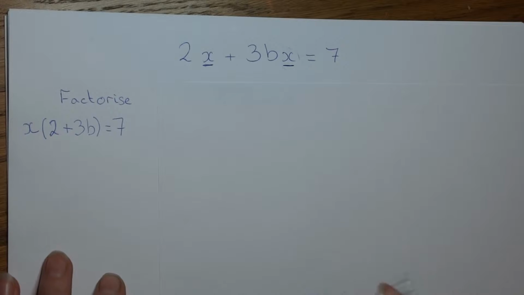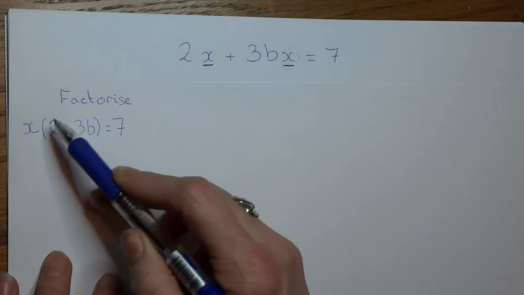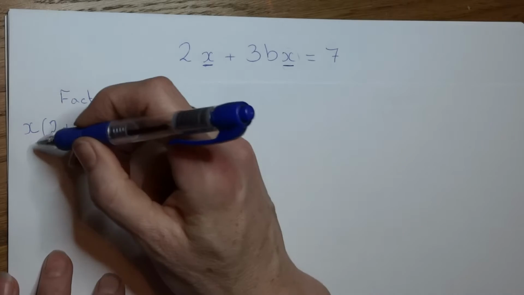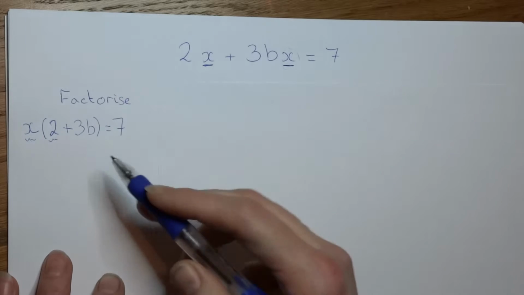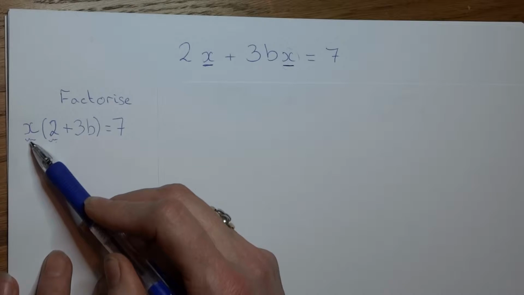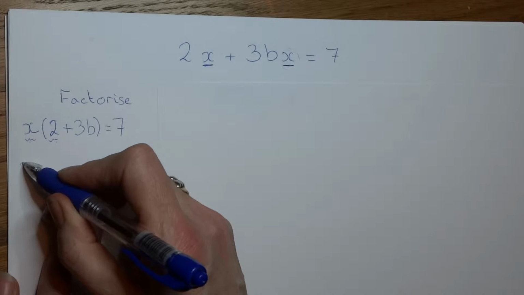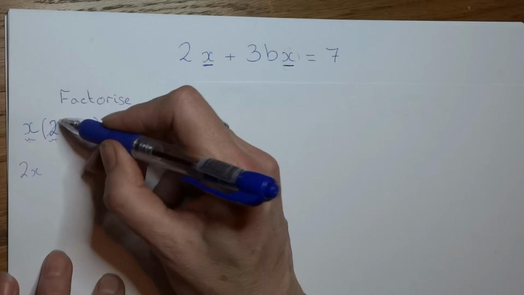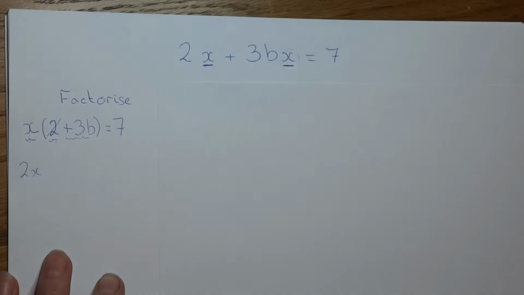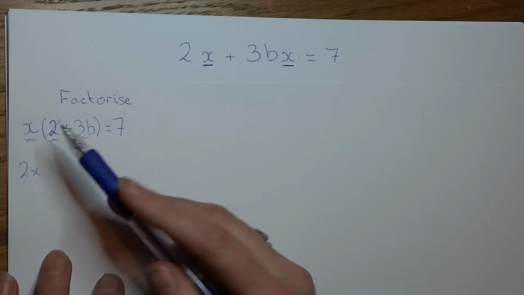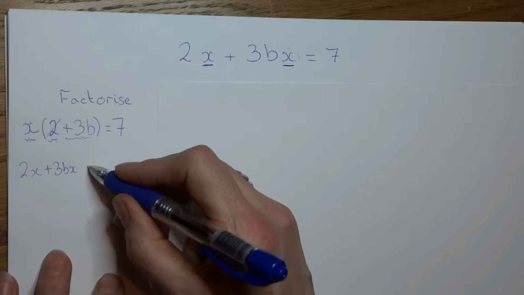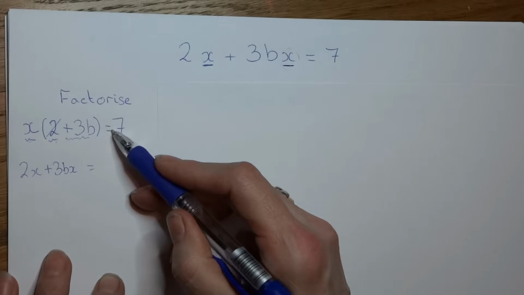How am I sure that I've done it right? Well, if I multiply out my brackets afterwards, I should get back to what I started with. X times 2, we know that when we're expanding the brackets out, we multiply whatever is in front of the brackets by whatever is inside the bracket, one step at a time. So x times 2 would give me 2x. Then I multiplied the 2 term by x. Now I have to multiply the plus 3b term times x. Plus 3b times x is plus 3bx.